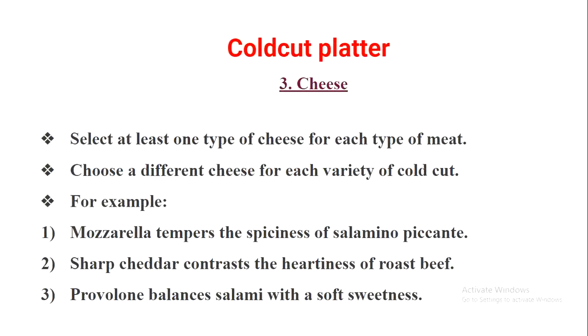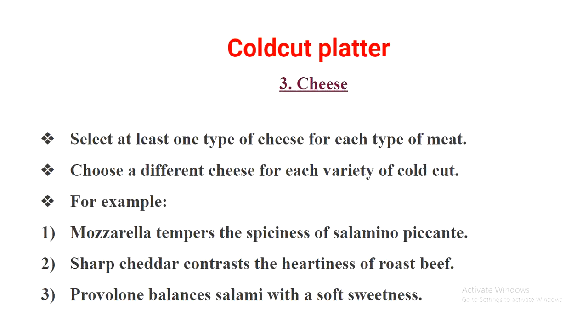Next, we are looking into various types of cheeses. So cheese also goes as an accompaniment for these cold cuts. Select at least one type of cheese for each type of meat. So each type of meat will be accompanied with one type of cheese. And we always use different kinds of cheese for various varieties of cold cuts.